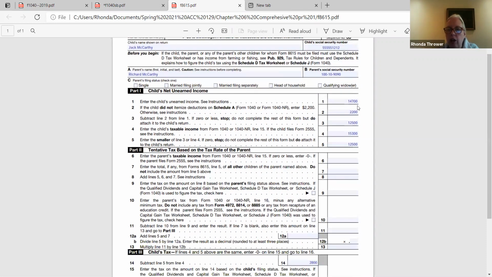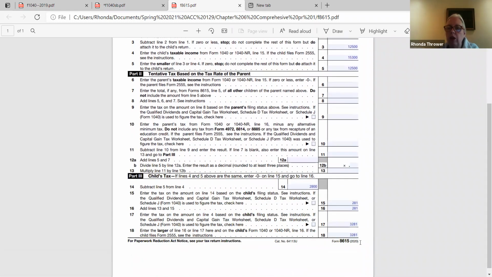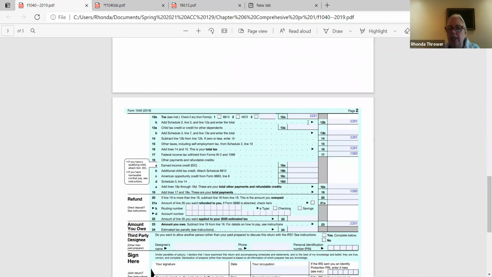So these are the answers that I have added to what Dr. Worthy already had out there for you. What you need to remember is that this bottom line, 3281, is what's transferred to your 2019 Form 1040. It goes right there. And that's the key to the success for this particular problem.